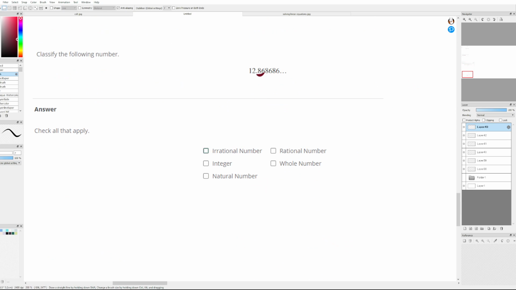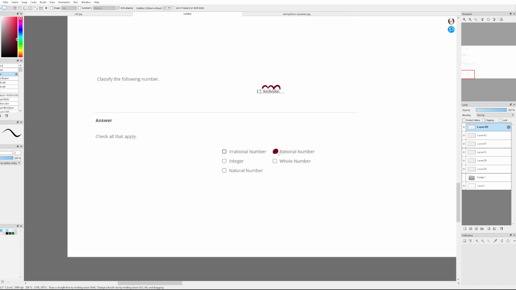For this one, here's another example. We see a pattern, 868686, so it's going to be a rational number. It is not going to be a whole number, it is not going to be an integer, and it is not going to be a natural number. It is just going to be rational.